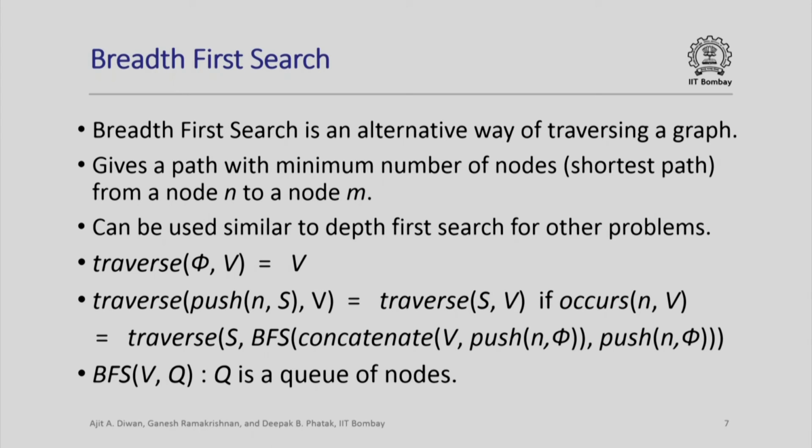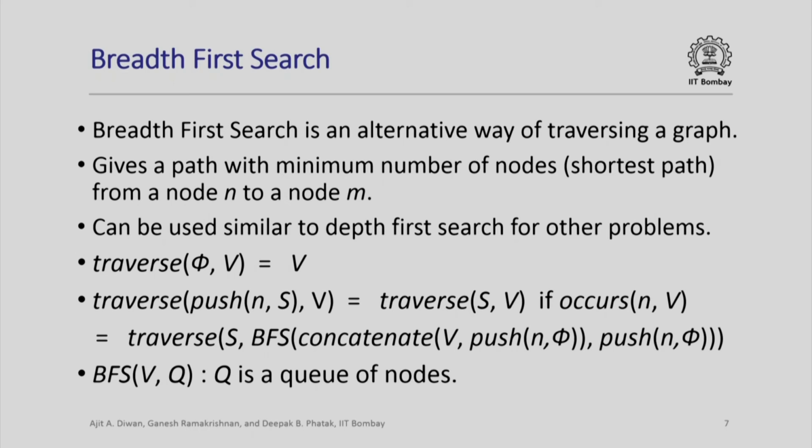If node n has not been visited, then we call breadth first search from this node, and we will add a new set of nodes to the visited set of nodes. So, the visited sequence now will be defined by BFS, and BFS will be obtained by concatenating the node n to the set of visited nodes, and we will add n to another sequence which is a Q. So, BFS takes two parameters V and Q. V is essentially the set of visited nodes, Q is a set of nodes which we have visited, but whose successors may not have been visited.